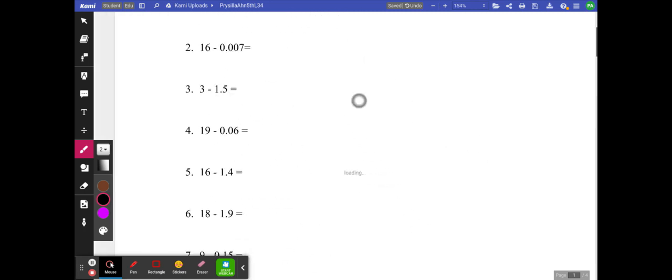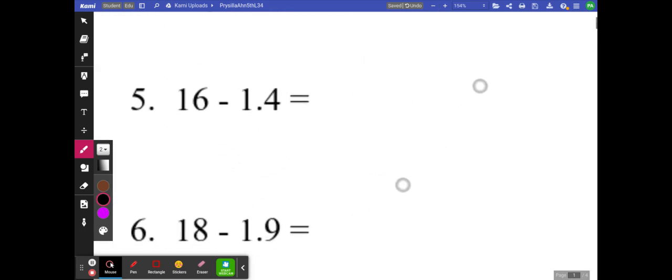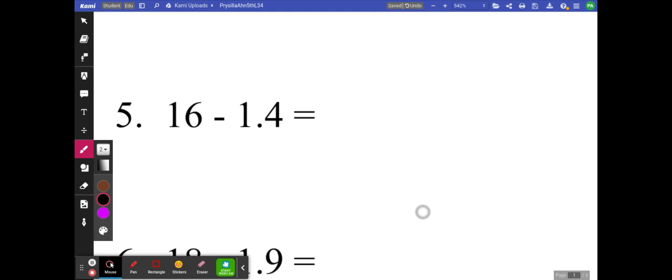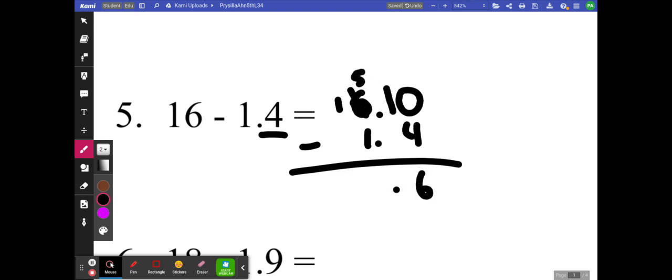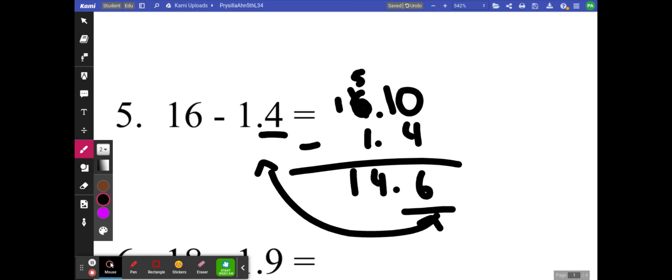Let's do one more. So for example, number 5. Well, we see that there's only 1 decimal place in the entire problem. So that's where we're going to give 16 1 decimal place. And then you're going to subtract normally. So you're going to carry the 1, take 1 from 6, and then you're going to subtract. Remember, 1 decimal place. We're going to keep it the same. And then 4, 1. That is your answer, 14.6.